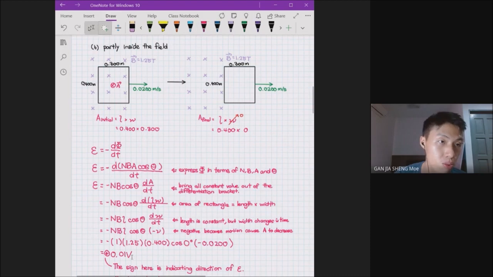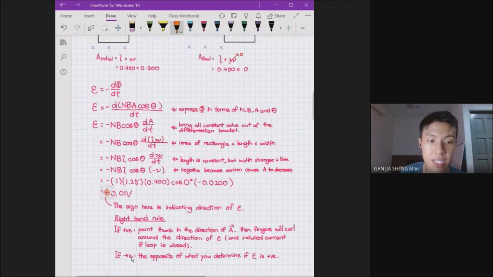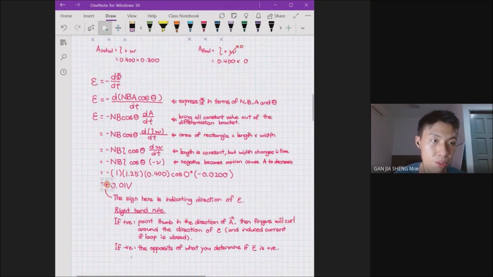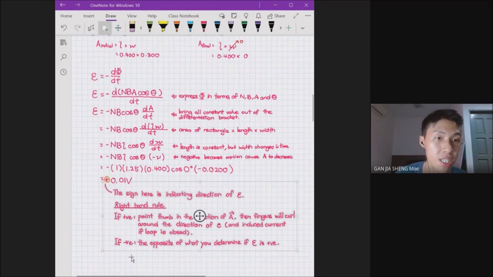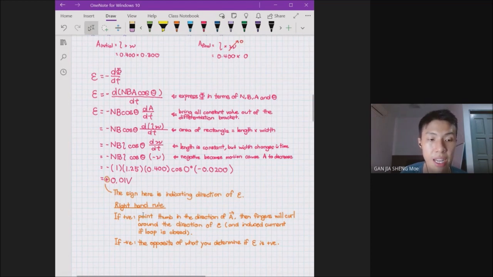And this positive 0.01 volt here is important because positive here, the sign is indicating direction, because they state very clearly the magnetic field is pointing in what direction. They state very clearly whether the area is decreasing or increasing. So everything is stated clearly, therefore the sign is carrying a meaning. It's a positive sign, therefore if you want to determine the direction of the EMF, you can determine it using right-hand rule straight away.